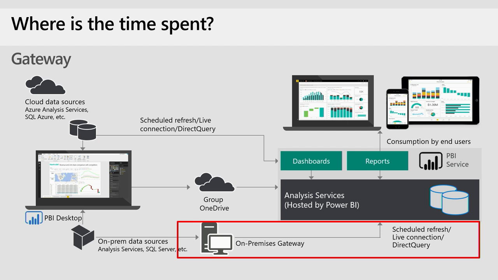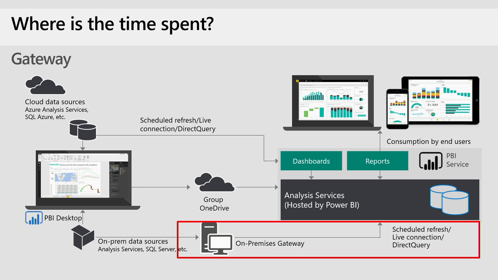The gateway does a lot of work, which explains why our minimum recommended specs are quite high. The gateway actually has the mashup engine on it. It does compression, it does transformation, and it sends only the final transformed data across the wire. And that makes sense, right? You don't want to send uncompressed data all the way to the cloud and process it there.